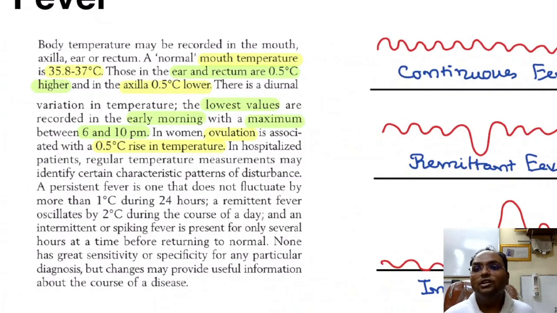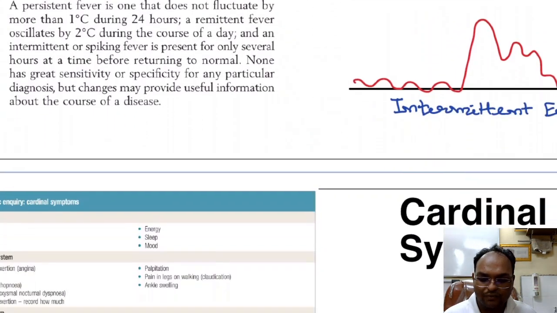This one's from Hutchison. You can also take other standard textbooks. But yes, that 1 to 1.5 degrees Celsius or 2 to 3 degrees Fahrenheit. If the variation is more than that, remittent; less than that, continuous. Examples, if we discuss fever some other day, we'll be able to take up some examples. But for now, from a general history perspective, that's it.